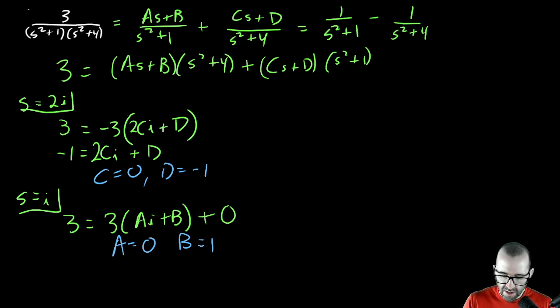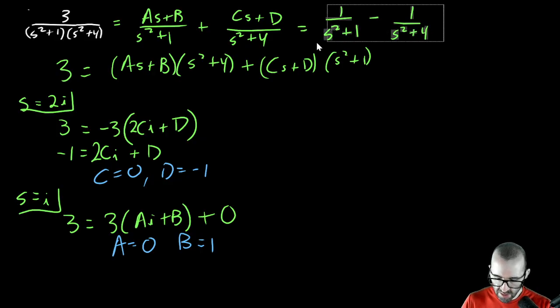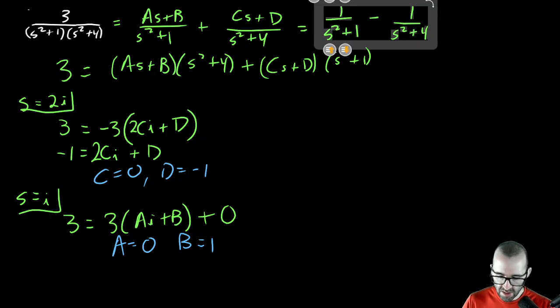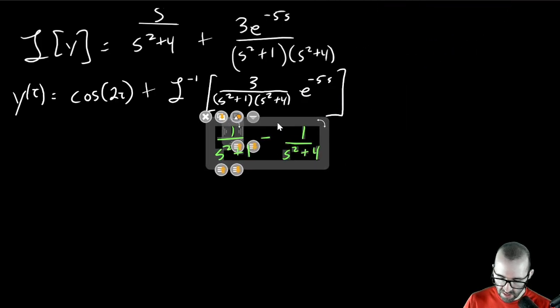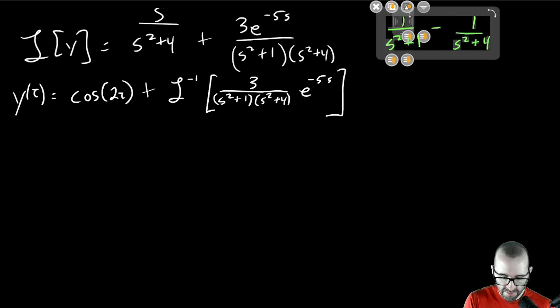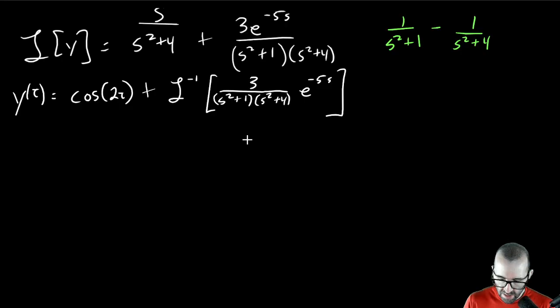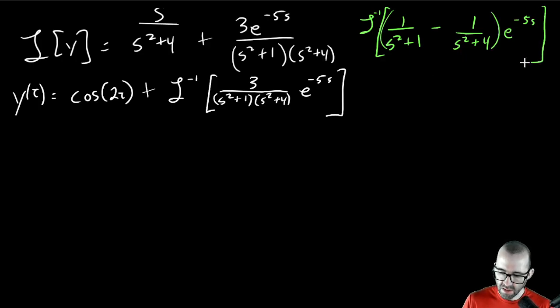So let's take that to the previous page. I think I don't actually go backwards that often. We should get this. Put it over here. So we're looking for the inverse Laplace transform of this times e to the negative 5s. So it'll just be this and then kind of shift it over.